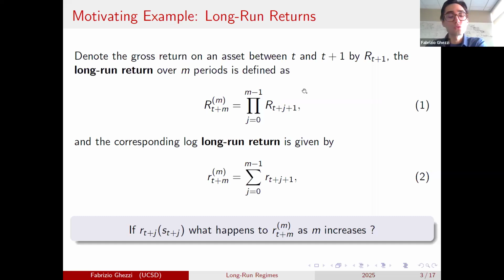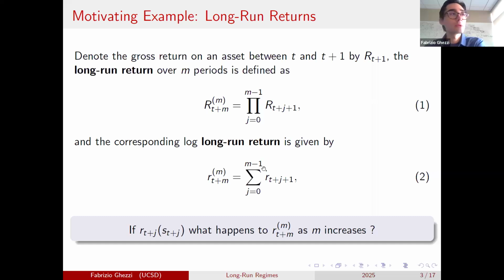And then if you consider the log returns instead of the plain returns, the log long run return is given by what? By the accumulation, the sum of the one period log returns over your horizon. So basically the long run return will be the sum of the short run, or one period, returns over your M periods, right?